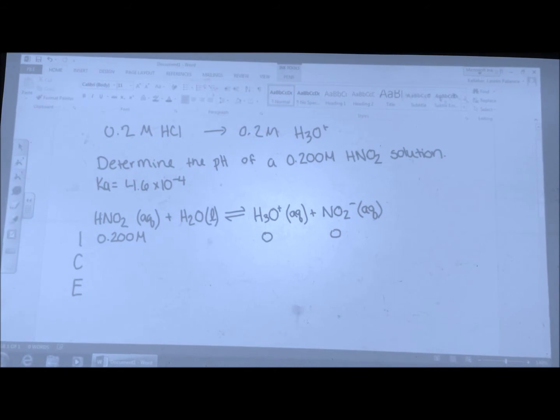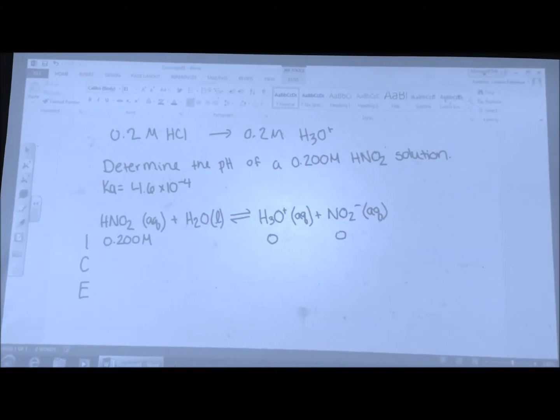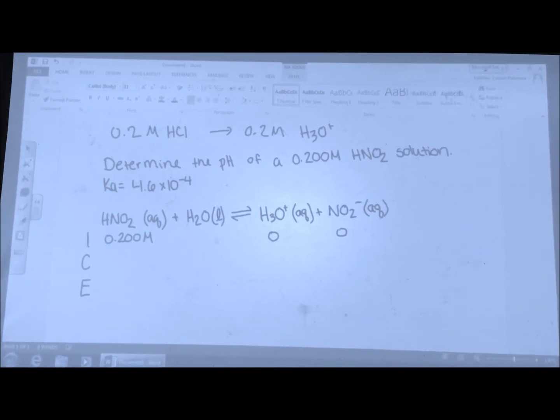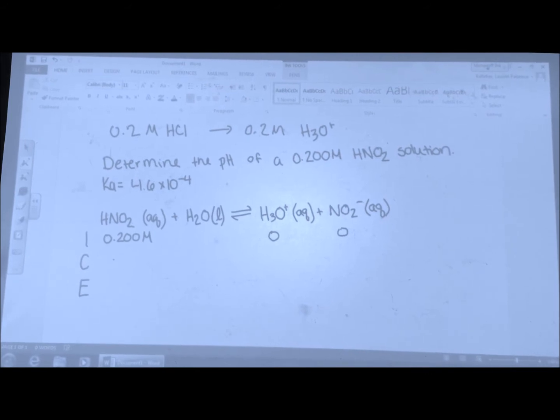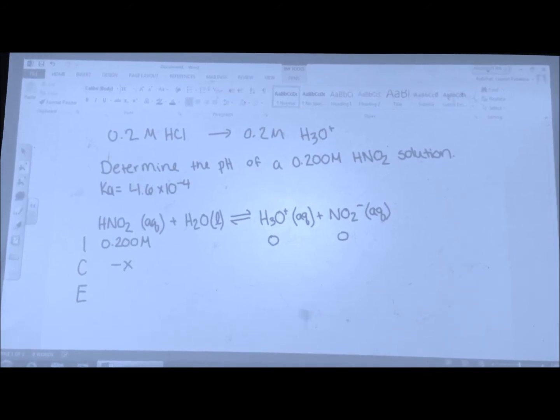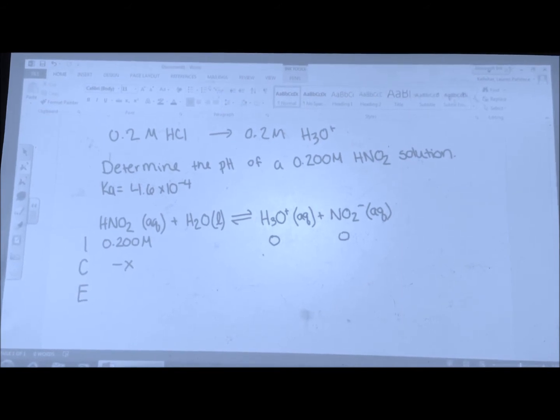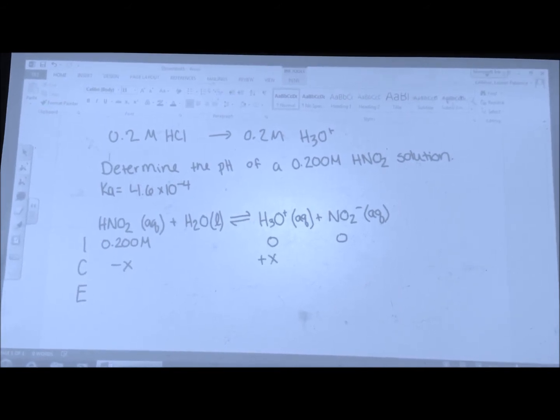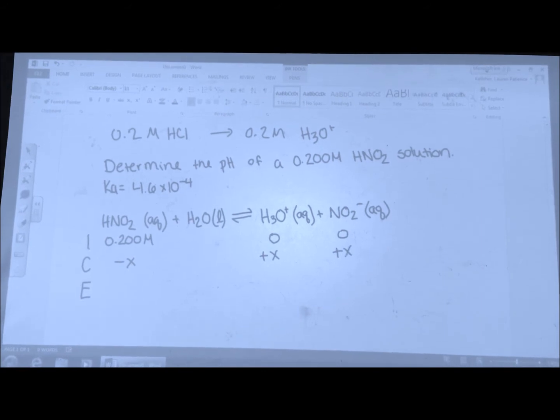Now let's consider the change. The initial concentration of HNO2 is going to decrease by a value of x. We're going to use x because we're not sure how much it's going to decrease yet. That's what we're calculating. While the hydronium ions are going to increase by a value of x, and so is the NO2 minus.